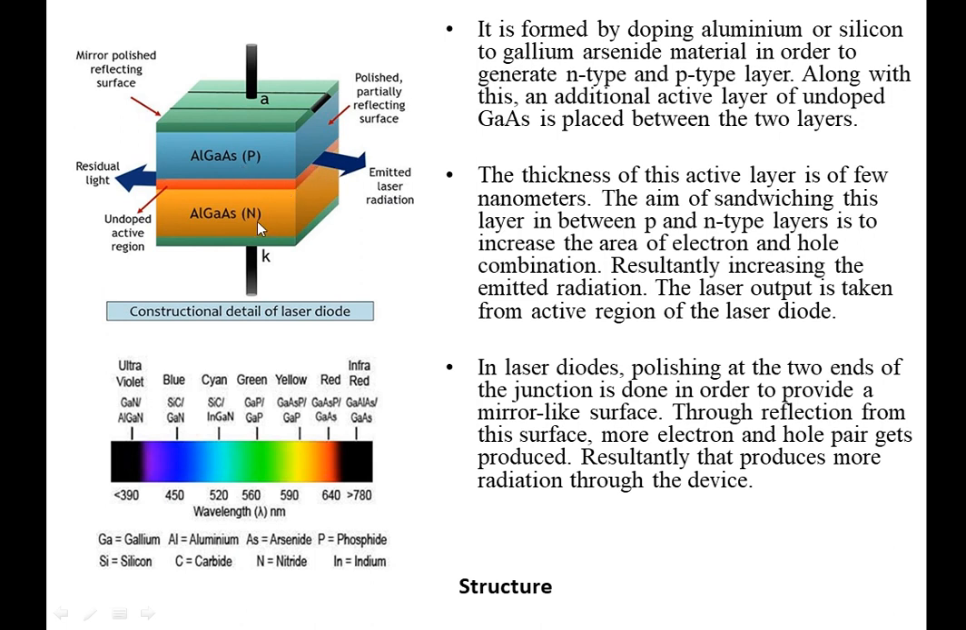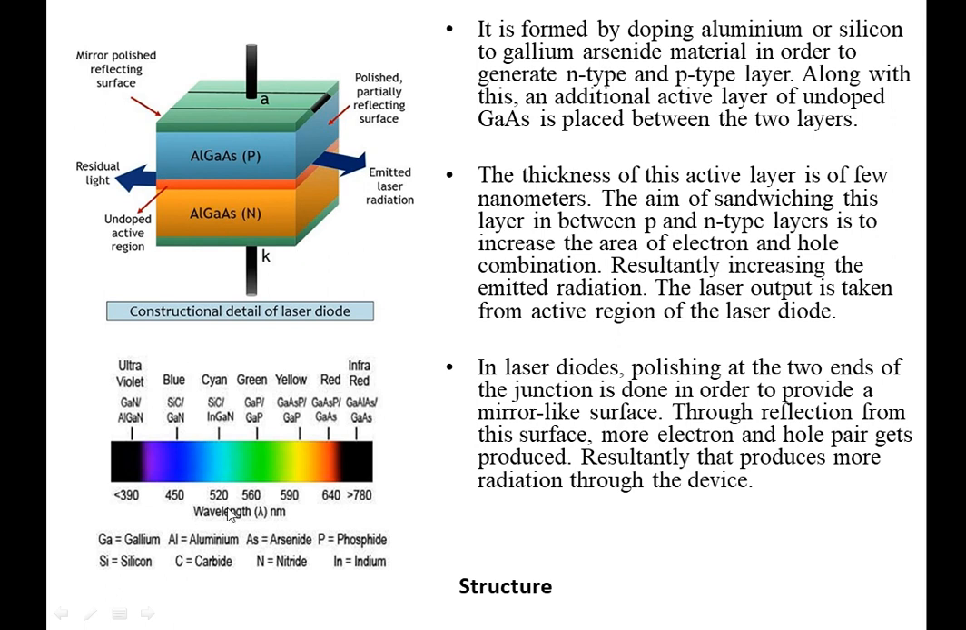So these two are P and N. In between, undoped active material will be there. And these are the mirror polished reflecting surfaces. Because light should not go out here, it should reflect back. So for that they put mirror polish here and here. Okay, so this is the way.